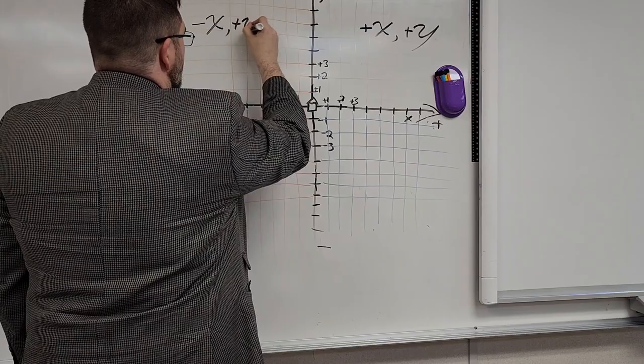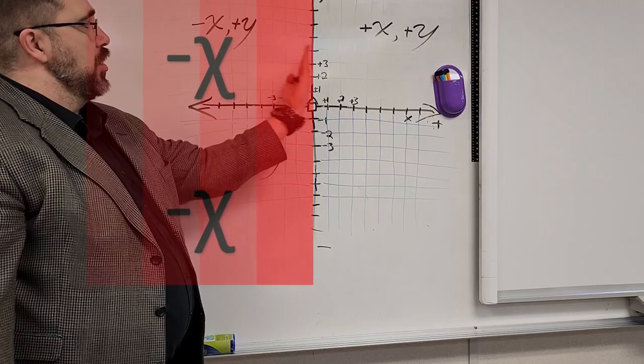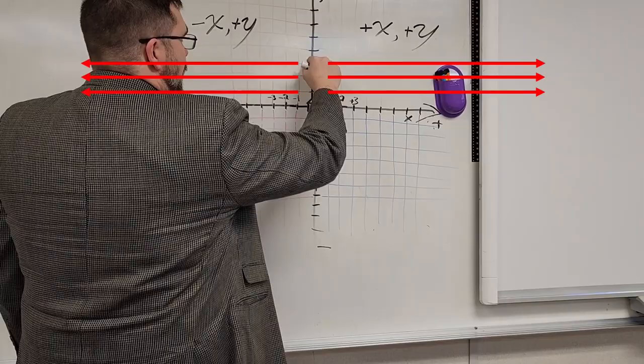Okay, I don't know if this is in frame, but hopefully it is. This is negative X territory. This side of the grid is all negative X territory. And this top half of the grid is positive Y territory. Why? Because positive 1y, positive 2y, positive 3y. This whole piece here is positive y.